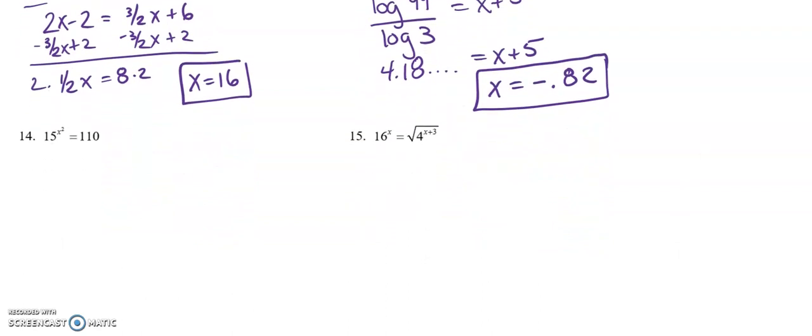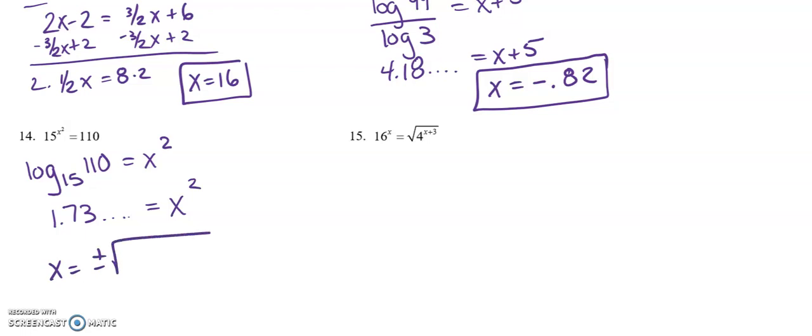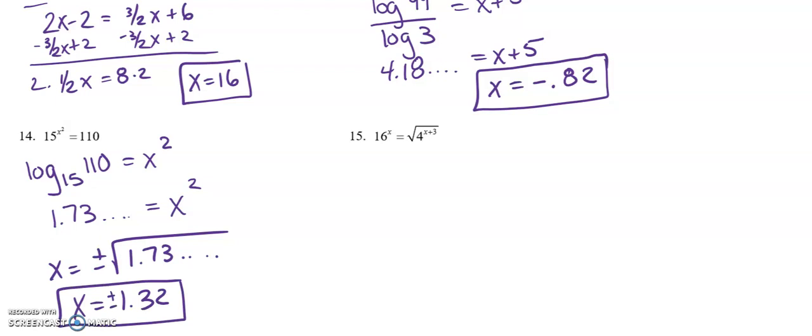Real quick, let's try to set up these last two. We cannot rewrite this one with common bases, so we're going to rewrite it as a log. Looks like this. Log of 110 divided by the log of 15 is equal to 1.73 and so on, equals x squared. We're going to take the square root of both sides. Don't forget, when you take the square root of both sides, you need your positive or negative. So when we do that, all calculator, don't round until the very end. We get x equals 1.32. Don't forget your positive or negative.